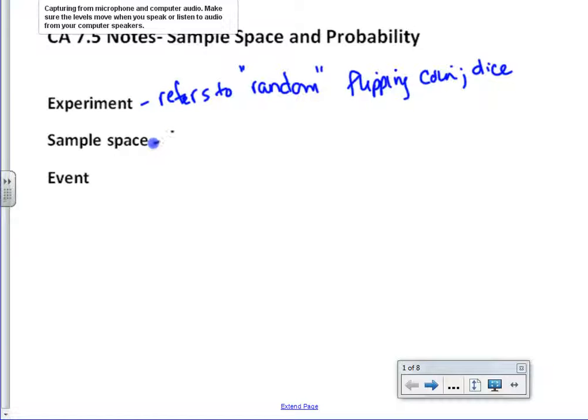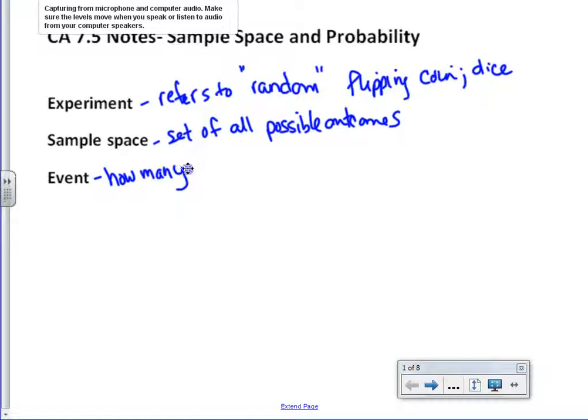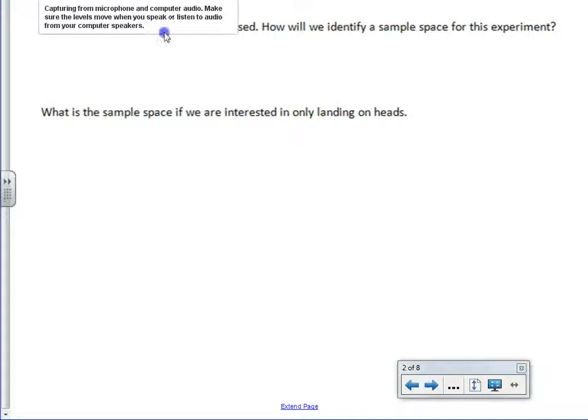The sample space is a set of all possible outcomes. And then the event is... I think I wrote down the wrong definition from your book, but it's how many things actually happen. So, in other words, if I'm flipping 2 coins, there are 2 events in that problem. Sorry, bad job. Let me get this out of here.